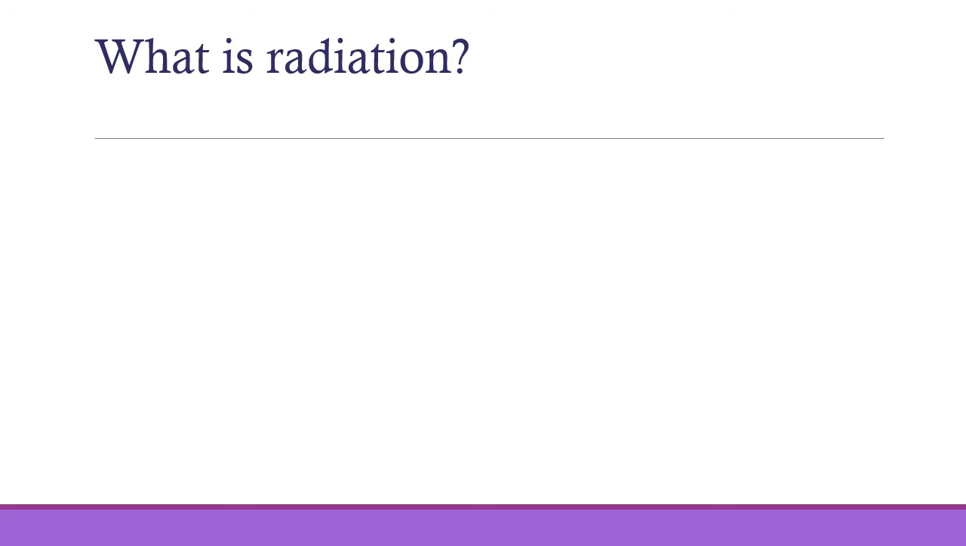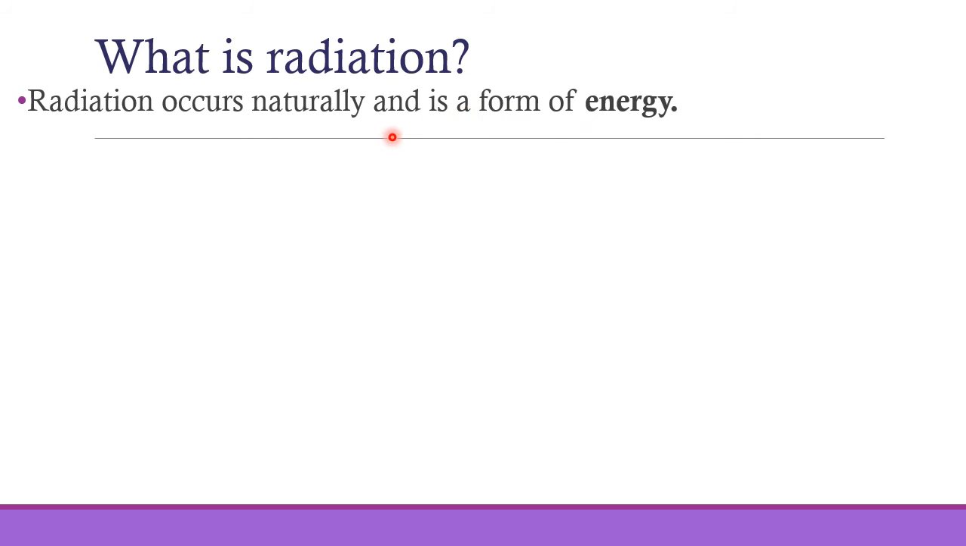Now, we've found out what types of radiation are given off during nuclear fission, okay? But what is radiation, you might ask? Now, radiation occurs naturally and as a form of energy. Remember, radiation is emitted by unstable atoms. Now, in a nuclear reactor, those unstable atoms are in high concentration. There's a lot of them in one place. But remember, unstable atoms exist naturally as well, so in the world around us.